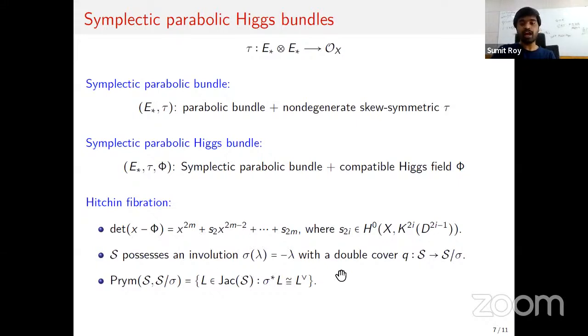Okay, because there are no odd coefficients here. And together with that, we have a double cover, which is a morphism from S to S mod sigma. This is an unramified cover. Okay. And if you consider this, we have a Prym variety for this morphism, which is a subset of the Jacobian. Okay, so for which sigma star L is isomorphic to L dual, all those line bundles.